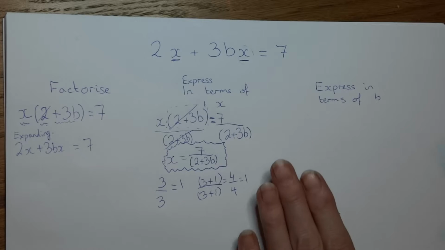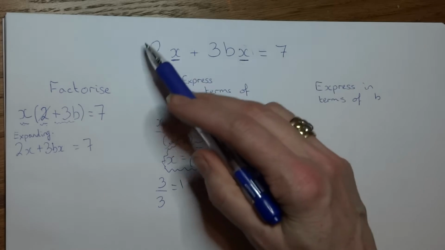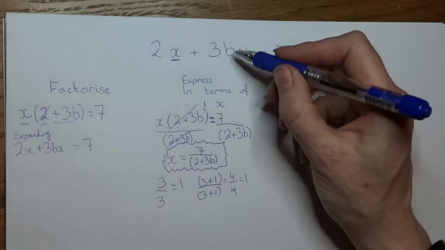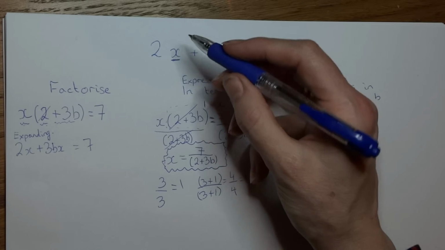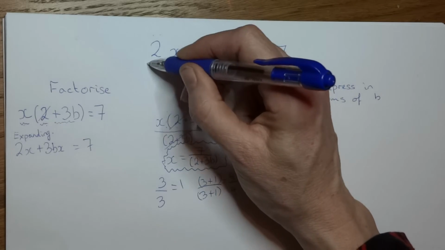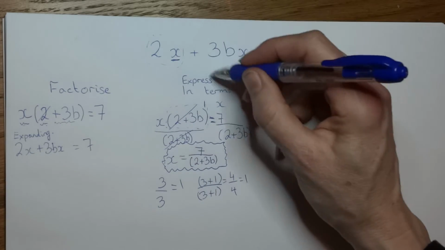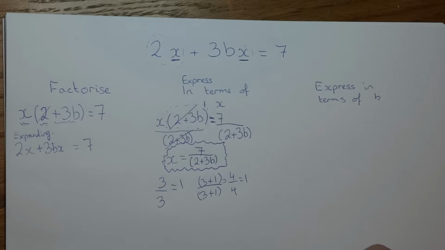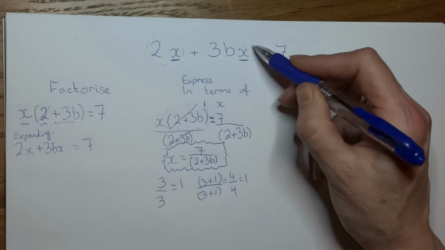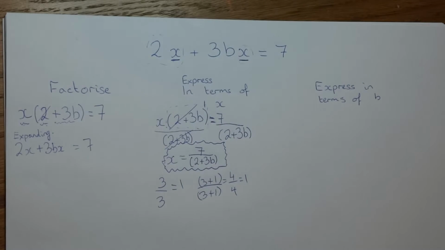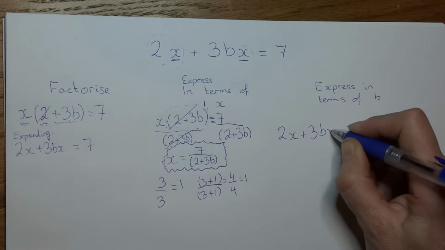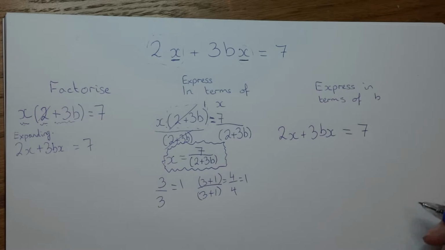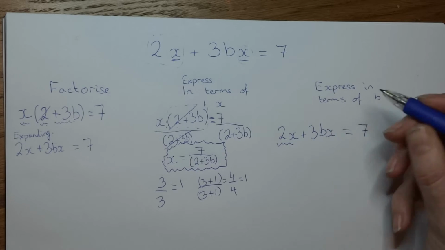Another thing they could ask us to do is express this equation in terms of b. That means we want to isolate b equals. So we have to move everything else over to the other side. What we could do here is first of all remove the 2x over to the other side, because we want to get the b term on the left-hand side by itself. We can't do anything with the 3 and the x surrounding the b until we've moved everything else over. So the first thing I would do with my equation, 2x plus 3bx equals 7, is take away 2x on both sides of my equation.